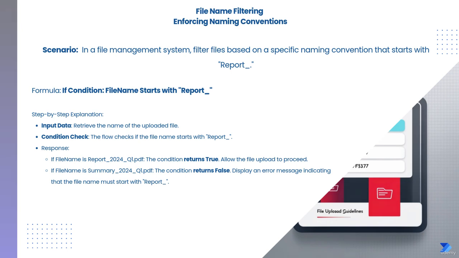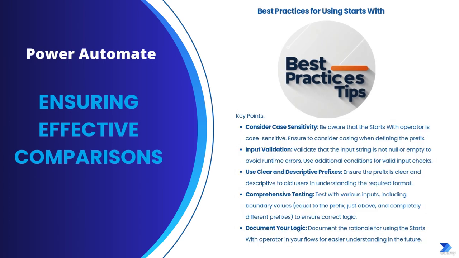Best practices for using starts with. Consider case sensitivity. Be aware that the starts with operator is case sensitive. Make sure to consider the casing when defining the prefix you are checking against. Input validation. Before applying this operator, validate that the input string is not null or empty to avoid runtime errors. You may use additional conditions to check for valid input.